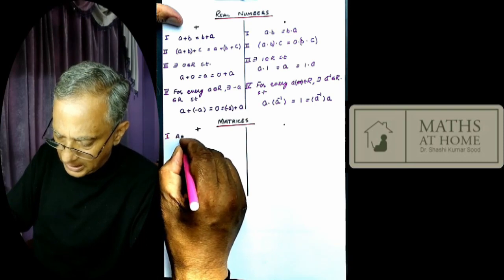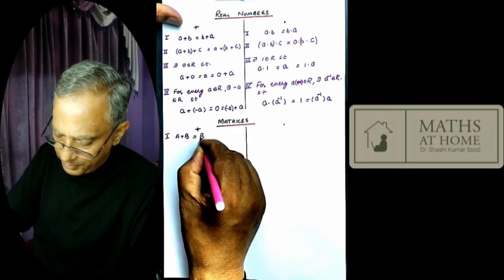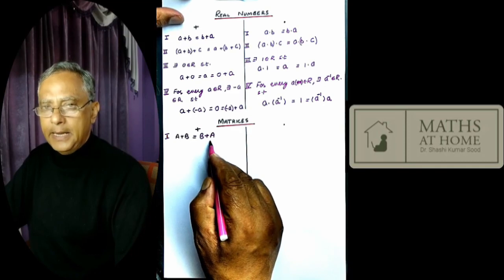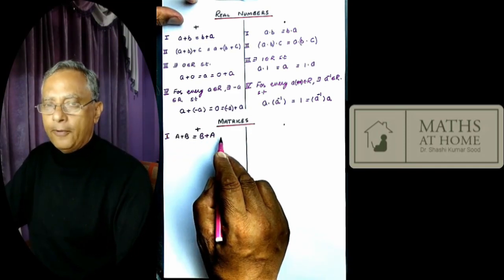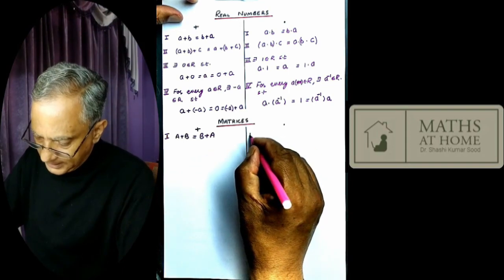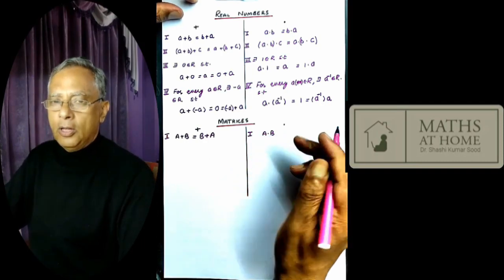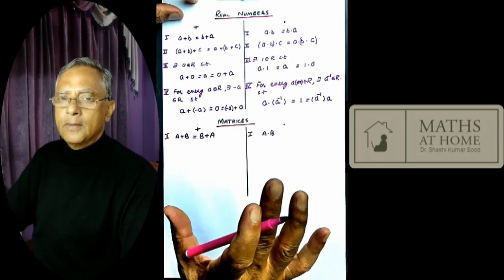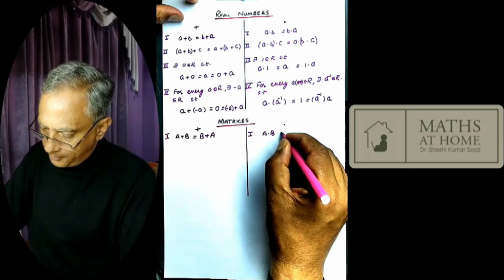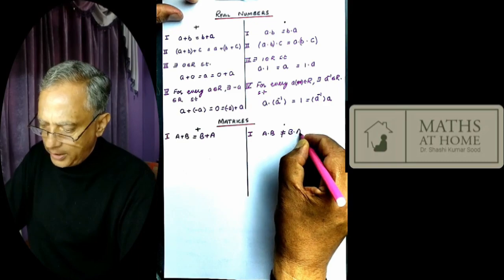If A and B are any two compatible matrices, then we say that A plus B is equal to B plus A. A plus B is equal to B plus A. That is commutativity of addition is true in matrices. And A, B, C, all the matrices involved here are compatible for addition and multiplication. So A dot B is not equal to B into A.